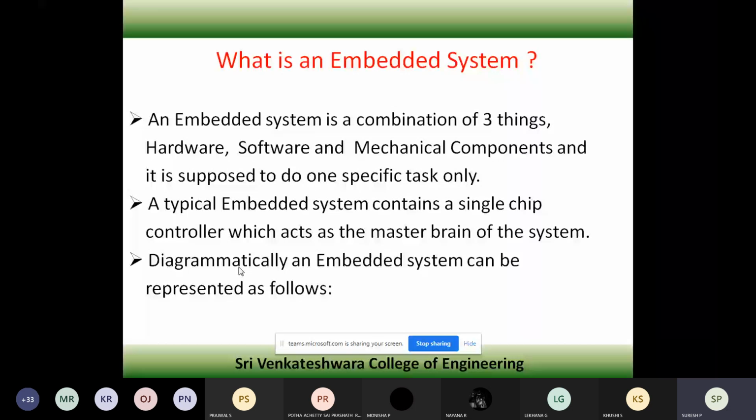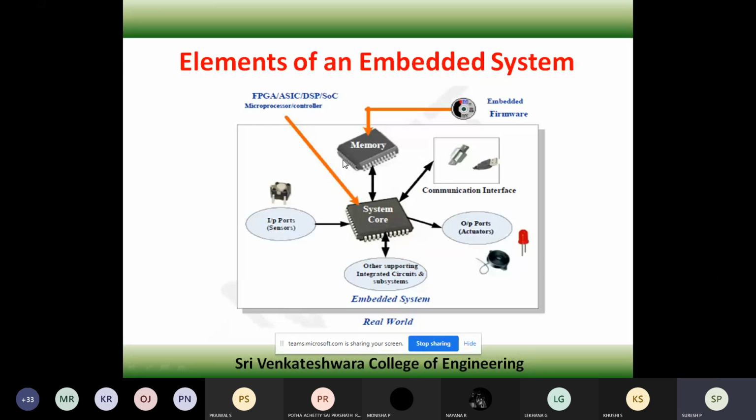Now it comes to the typical embedded system. As I told you, it contains a chip controller which acts as the master brain of the system. If you take the figure of an embedded system, it is going to look like this. A typical embedded system has different parts. You can see it here. You are going to have the system core. Any system will have input and output.